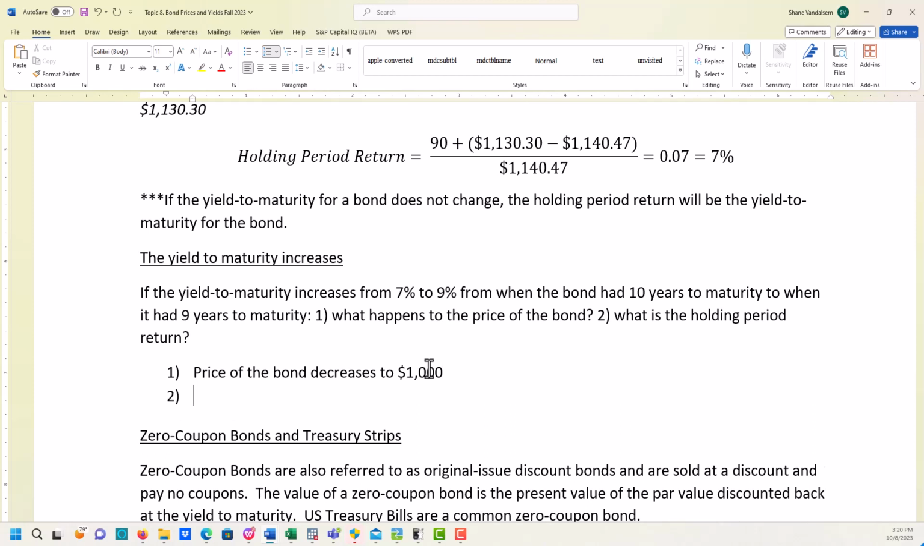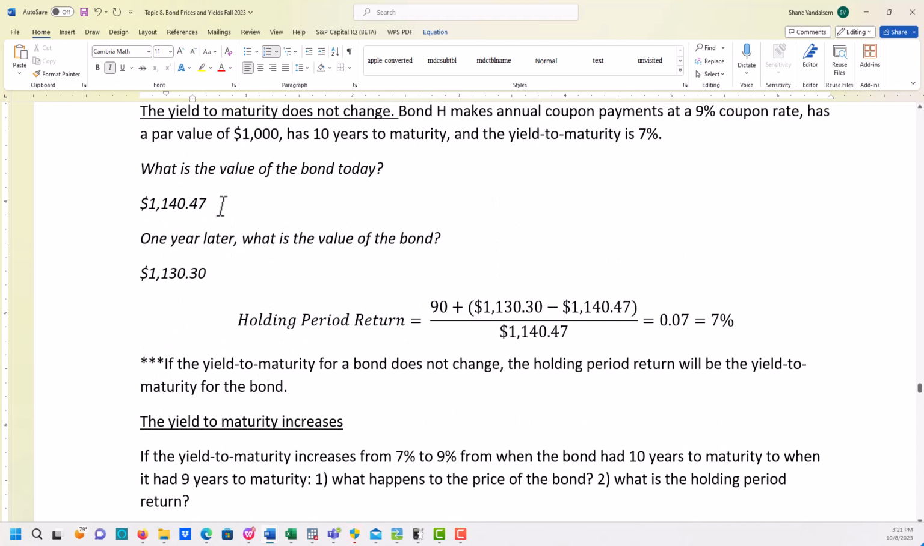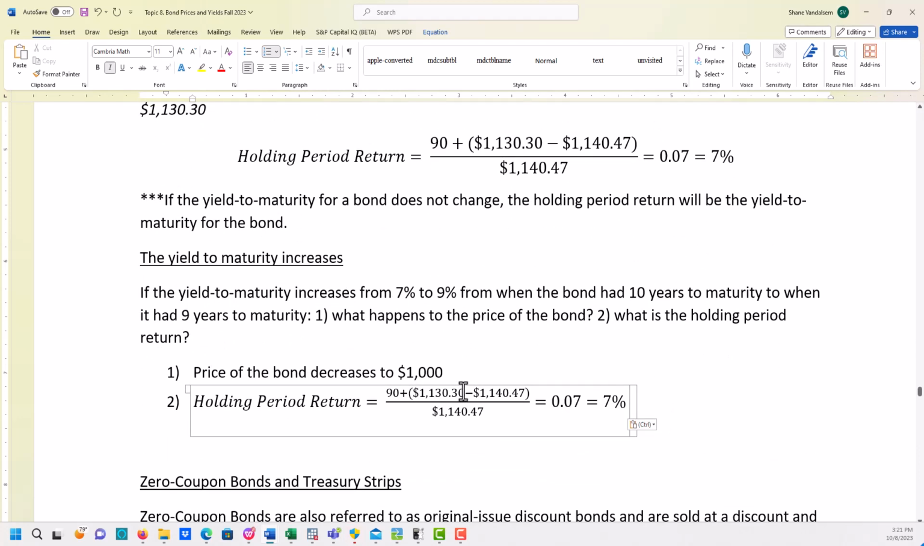So now we can calculate the holding period return, and this is again when the yield to maturity increases. So we can just see here what's going to happen. During the year, remember we're going from 10 years to 9 years, we received a $90 payment. Our beginning price was $1,140.47 with 10 years left to maturity. But now, because the yield to maturity increased, the value of our bond decreased to $1,000. Okay. So that's the only thing that changes in that equation there. Now I'm going to recalculate this return. This is the holding period return for 1 year.